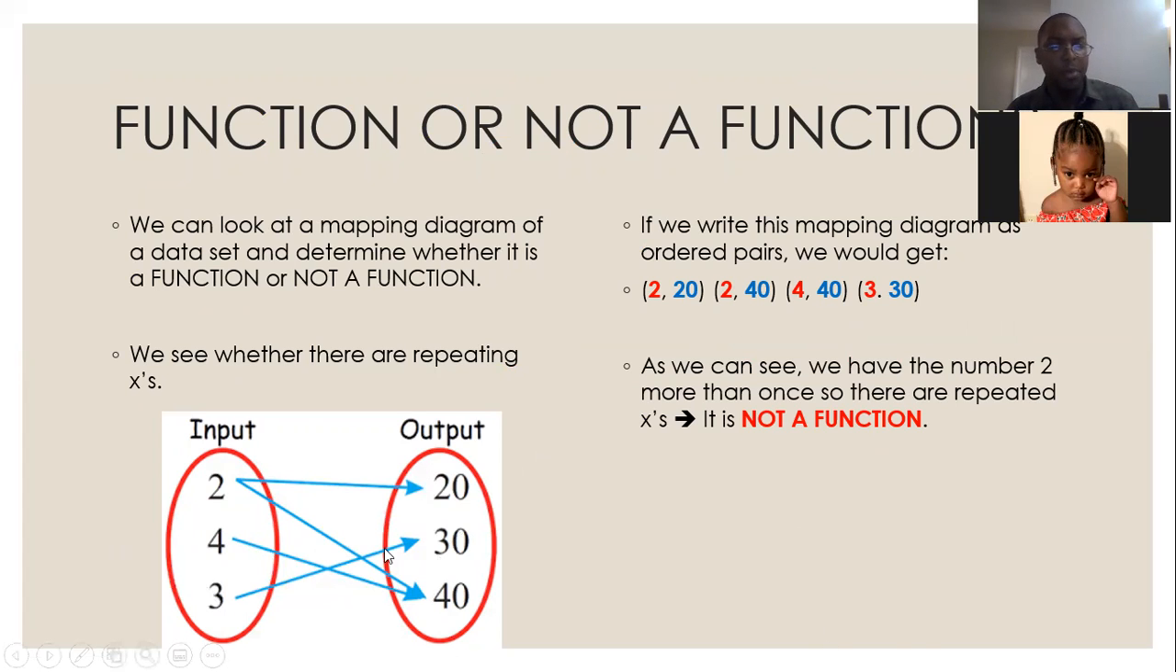So if I wrote that in terms of ordered pairs, 2 goes with what? It goes with 20. So (2, 20), that would be something we could say, right? And 2 also goes with 40. So (2, 40). 4 goes with 40, and 3 goes with 30. If I wrote that as ordered pairs, it would look something like that.